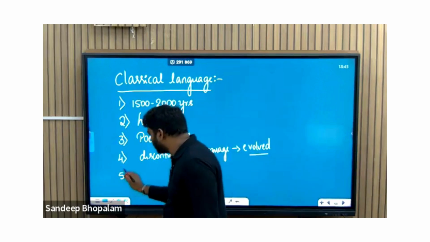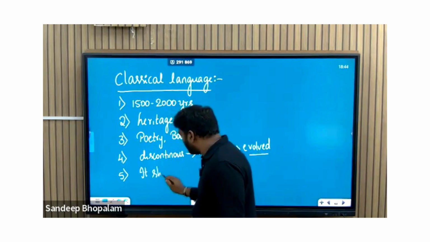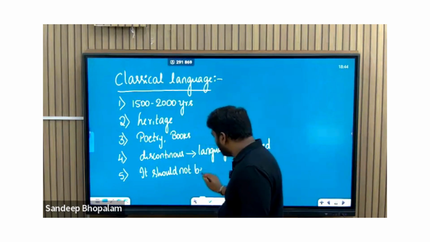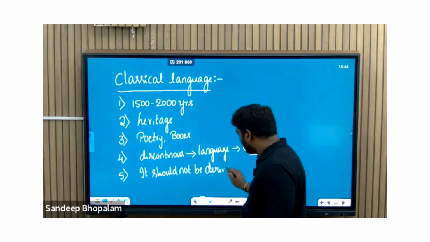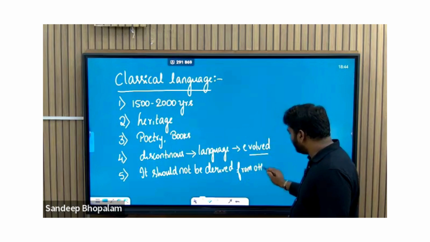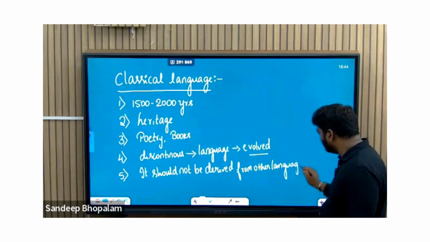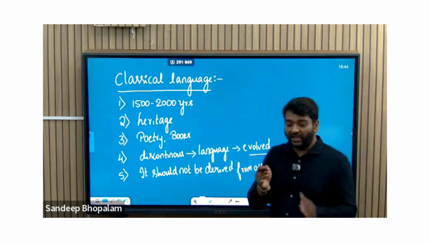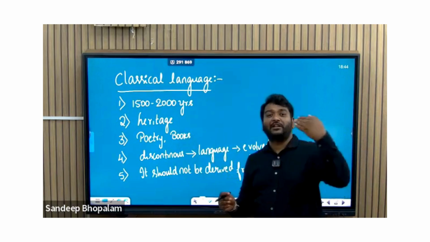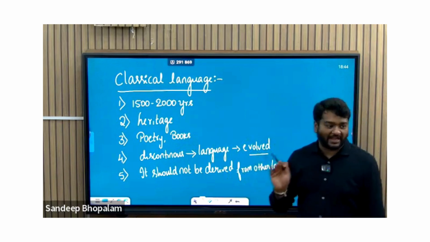Earlier, there was one more condition: it should not be derived from other languages. This point was also included. That means it should be original. Okay. So Tamil, it's original. You cannot say that if some language has come from Tamil, that will not be given classical language status. That was how they had kept it.